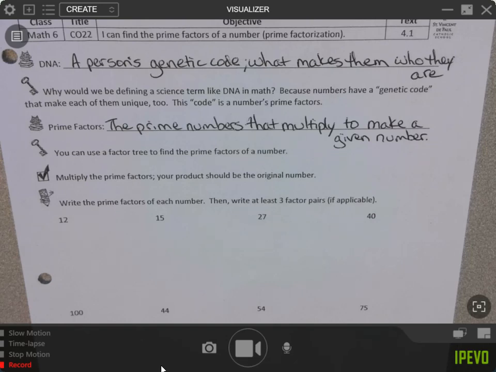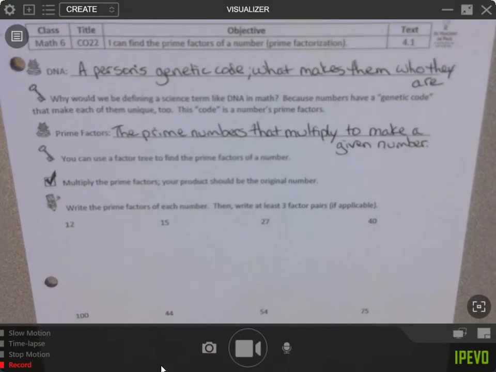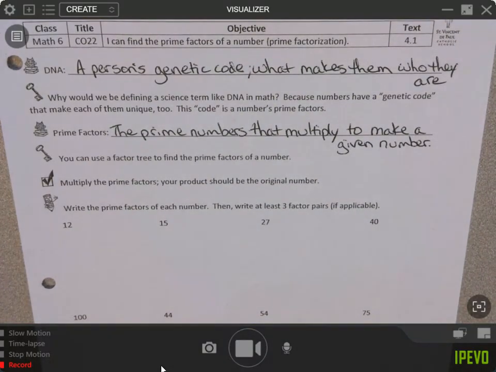Okay, good morning, class. Today we are working on CO22. I can find the prime factors of a number using prime factorization.